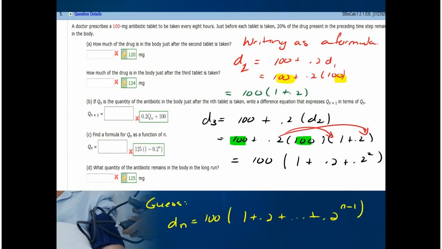The pattern that I see is that Dn is 100 times 1 plus 0.2 plus dot dot dot plus 0.2 to the n minus 1. How do I know it's n minus 1 here? Because when n was 3, I ended at 2. When n was 2, I ended at the power of 1. So that's how I realized that I'm just going to keep adding powers of 0.2, and I end at n minus 1.